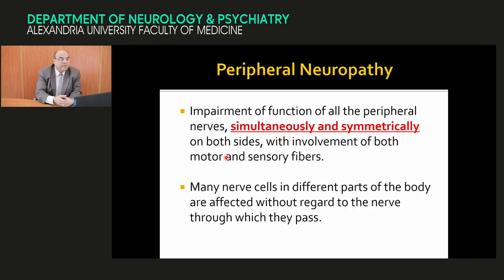So then we come to peripheral neuropathy. Peripheral neuropathy, as we mentioned, means impairment of the function of all peripheral nerves simultaneously and symmetrically on both sides, with involvement of both motor and sensory fibers of the distal segment of the peripheral nerve. So, mononeuritis is asymmetrical, but peripheral neuropathy means impairment of all peripheral nerves simultaneously and symmetrically on both sides. So the cause in this case must be systemic, like diabetes, like uremia, like renal failure, like a systemic inflammatory process.